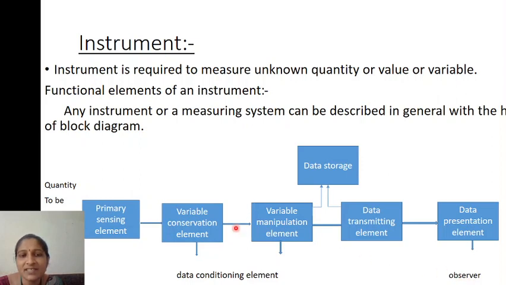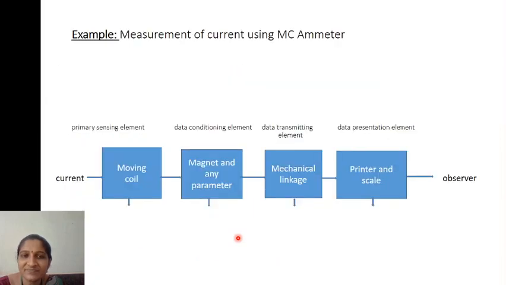Again, this variable conversion element and the variable manipulation element are called the data conditioning element. These two are also called the data conditioning element. So conversion plus manipulation is nothing but the conditioning. So this is the block diagram of the measuring system.